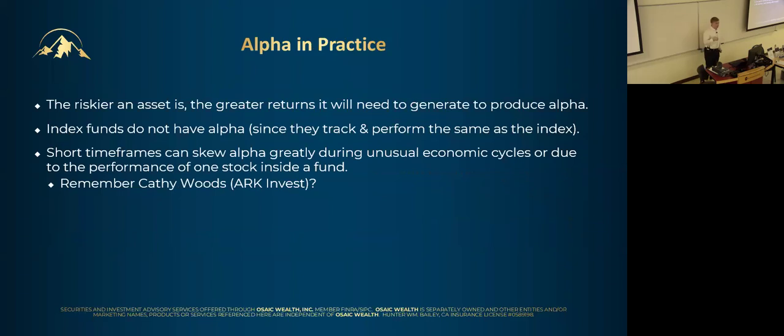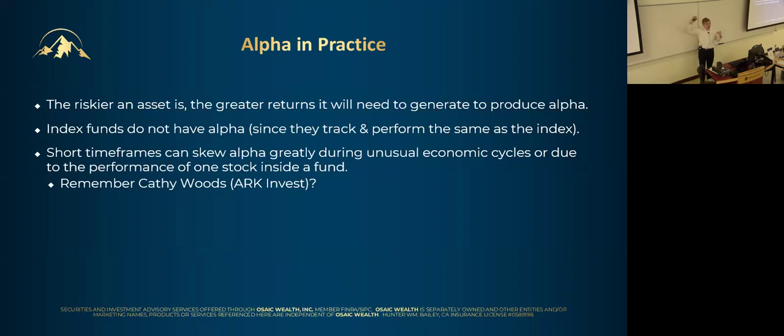So in practice, the riskier an asset is, the greater returns it needs to produce any alpha. Index funds don't have alpha because they track and perform the same as the index. That's their whole job. So they just perform the same. Short time frames can skew alpha a lot, which is why I said I don't like looking at it as a 1 year, especially during unusual economic cycles or due to the performance of a single stock inside a fund. Does anybody remember who Cathie Wood is? She had this company called ARK Invest, and they had a bunch of different funds. And she got really popular because she made a ton of money in a year or two.